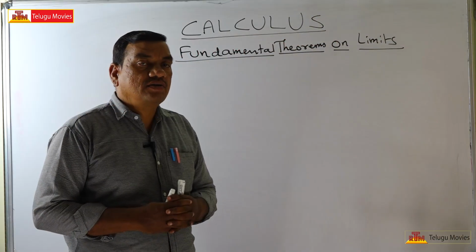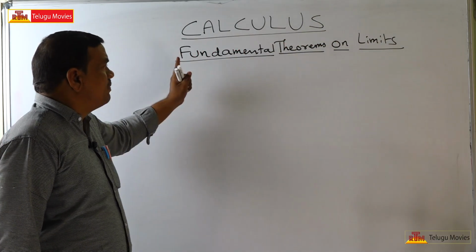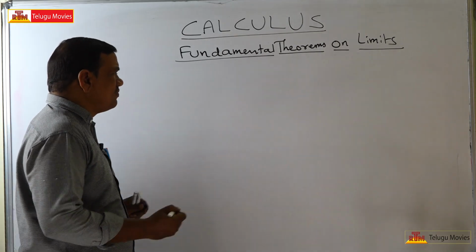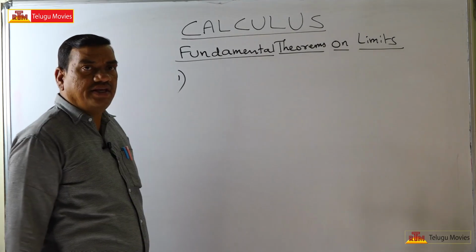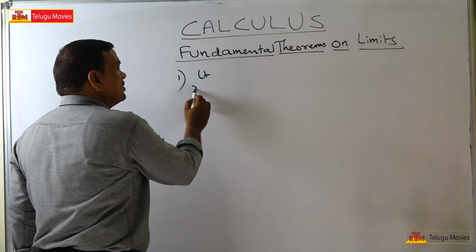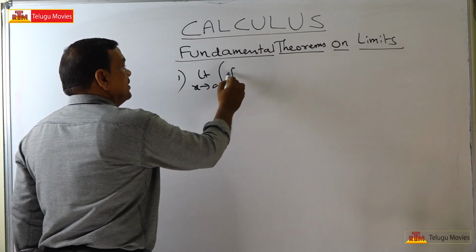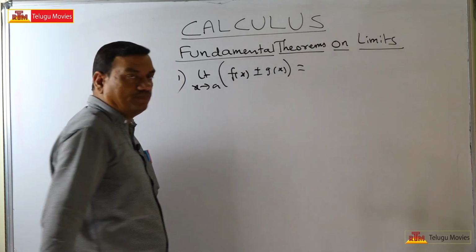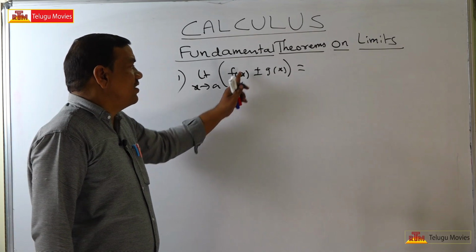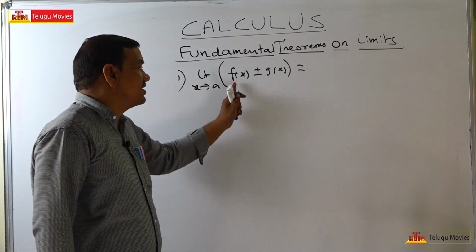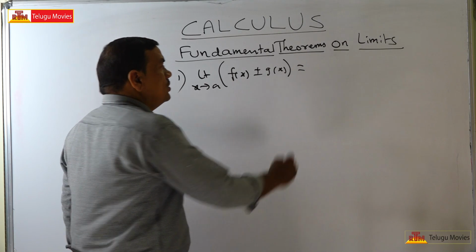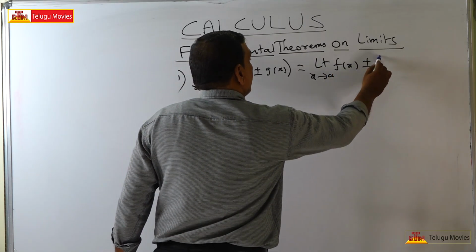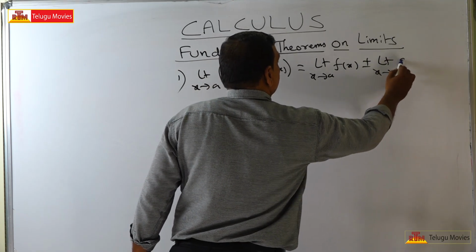Here I am going to explain some fundamental theorems on limits. The first fundamental theorem is: the limit as x tends to a of f of x plus or minus g of x. If there are two functions, f of x plus g of x, and another, f of x minus g of x, then this is equal to the limit of f of x plus or minus the limit as x tends to a of g of x.